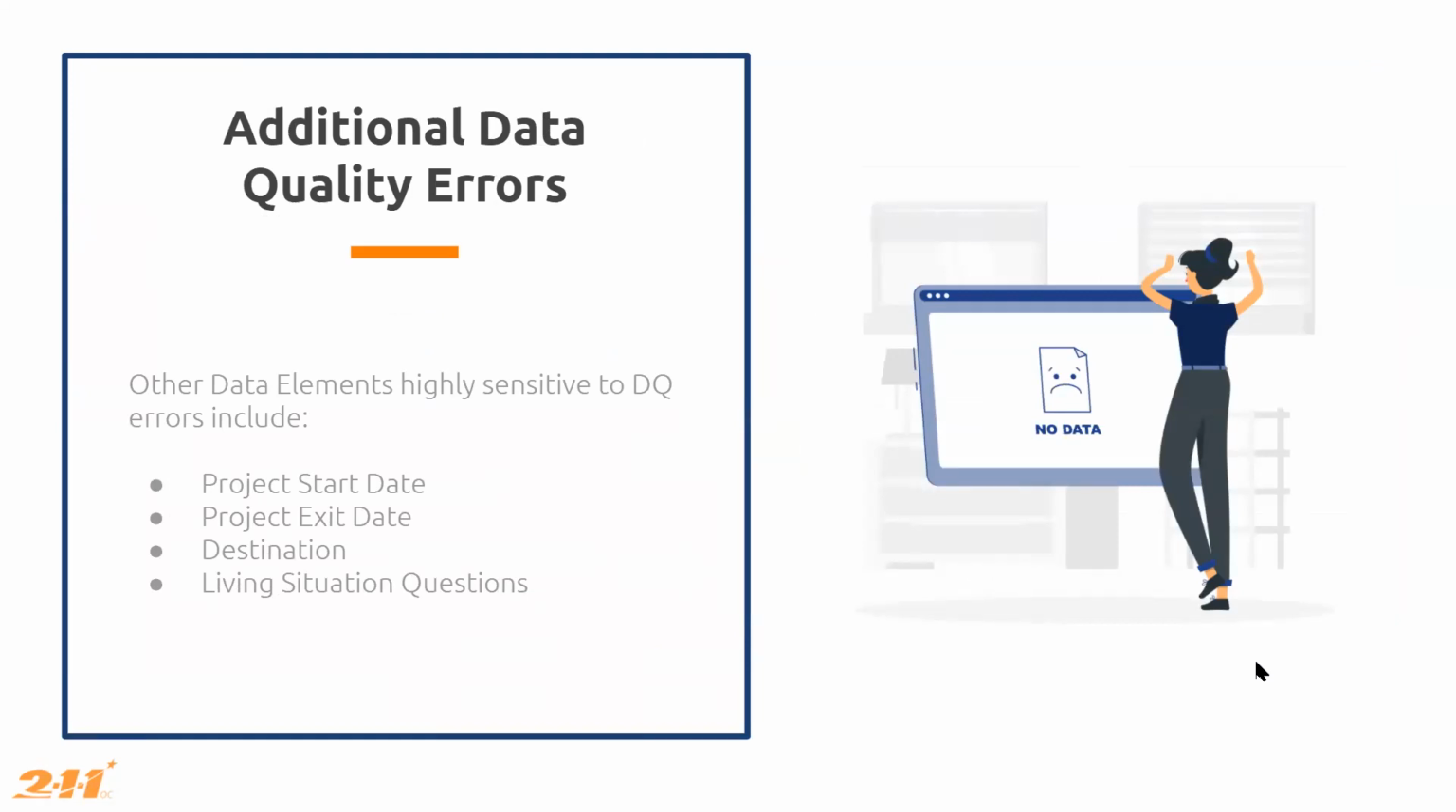There are other data elements that are sensitive to errors as well, meaning they have a significant negative effect on data quality and performance. Examples of these are project start date, project exit destination, and living situation questions. It's usually data completeness errors, so your team needs to go into the system and review the data and enter any missing information when possible.